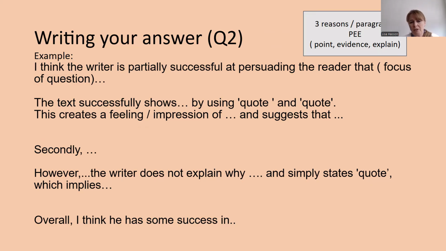Then you'd have another paragraph. You might start it with the word secondly, and then you could talk about another reason with a quote about why it is successful. And then your third paragraph might be something along the lines of, however, the writer does not explain, and then you might go into detail about what it fails to do to make it fully successful, and simply state, and you'd give a quote to back your ideas up, which implies.